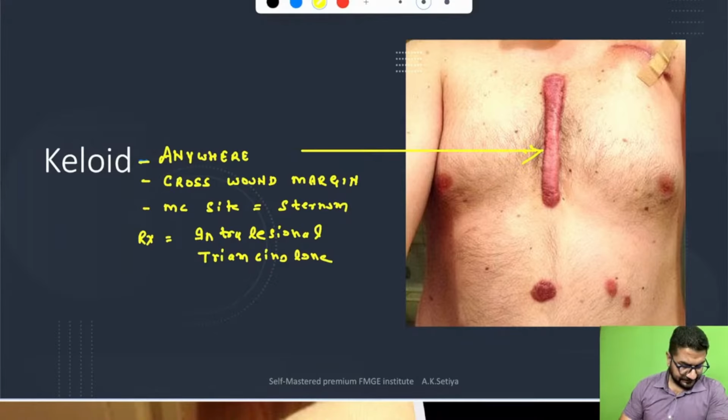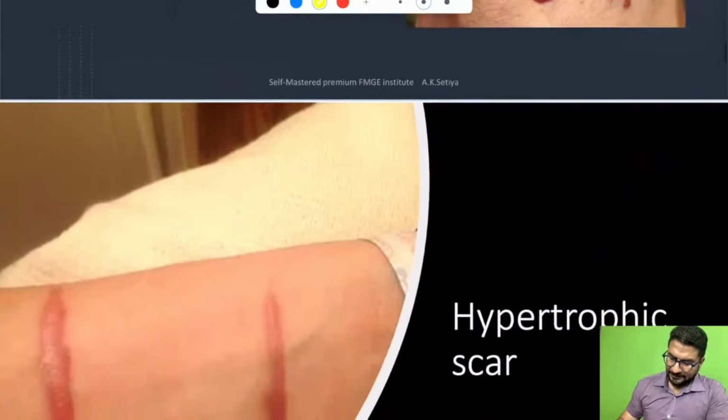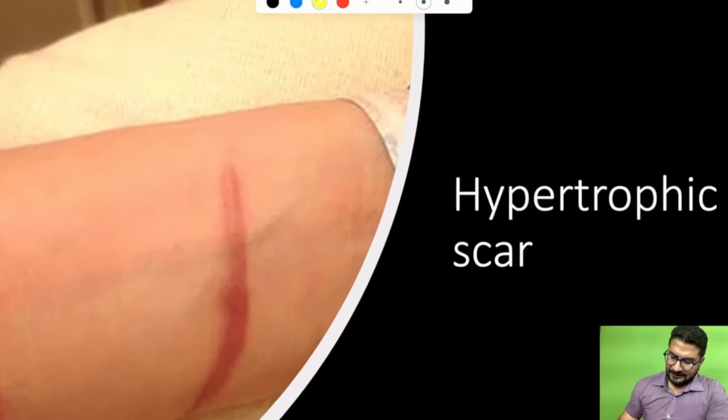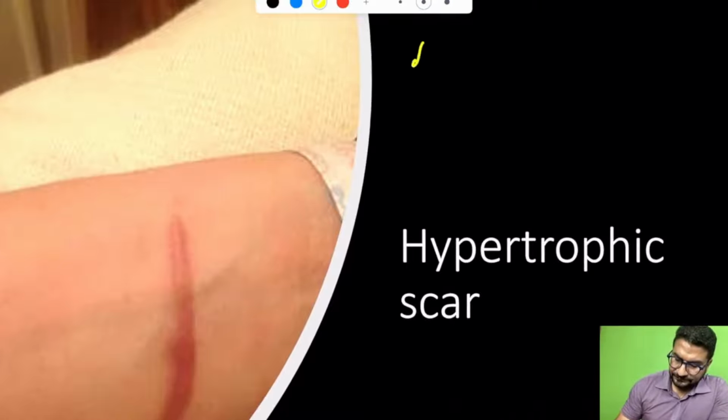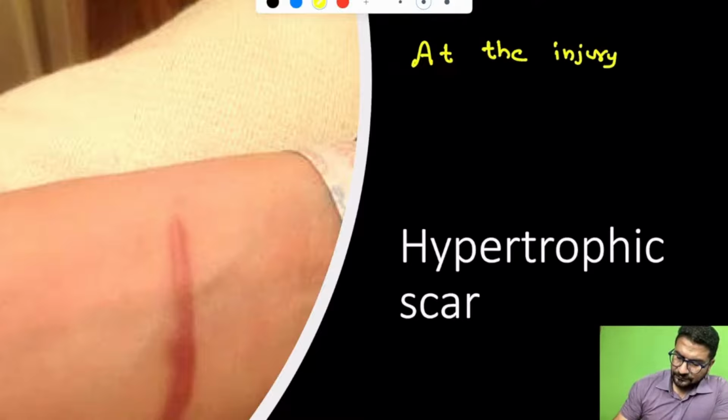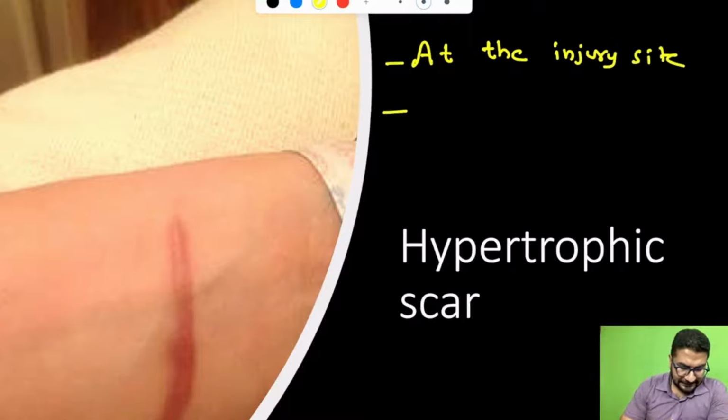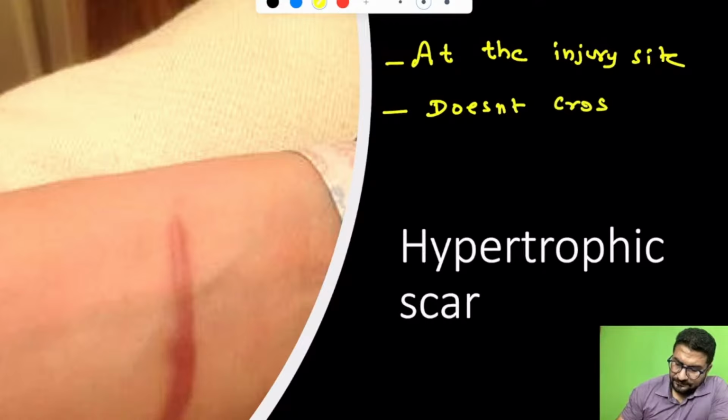If you compare this with a scar, this is a hypertrophic scar. So a scar, understand, where will it be? It will occur at the injury site. Unlike keloid, which can be anywhere. As I told you there, keloid can cross the margin. This will not cross. So this doesn't cross the wound margin.